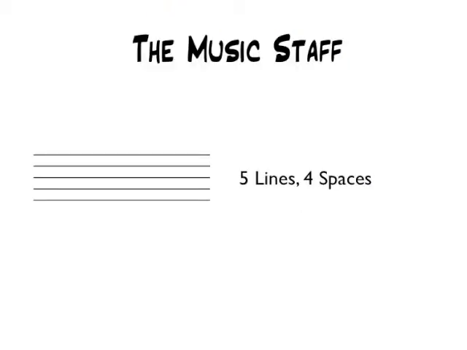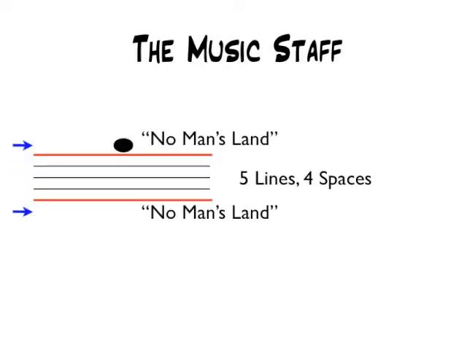The first aspect is the music staff. Basically, it's comprised of 5 lines and 4 spaces. The spaces are considered in between those 5 lines. The areas outside of those 5 lines are not considered any part of the technical 4 spaces. They're what I call the no man's land, and we'll get into more of why I call it that and the names of those as we proceed on through this tutorial.